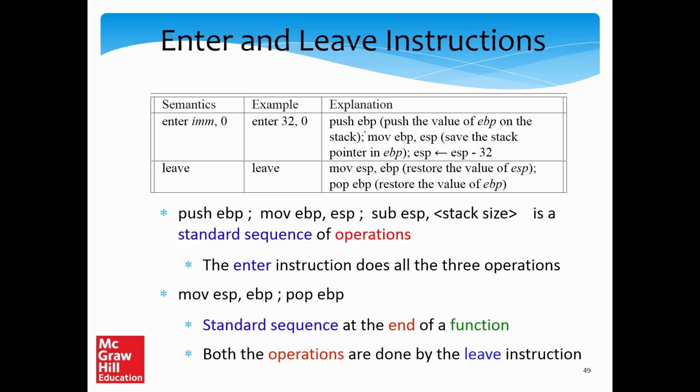It pushes the value of EBP, the value of the base pointer, onto the stack. It moves ESP to EBP, so saves the value of the stack pointer in the base pointer. And it subtracts from ESP whatever argument has been specified here. So here we have specified 32 bytes. So it will subtract 32 from ESP. So what is it doing? It's doing a lot of things.